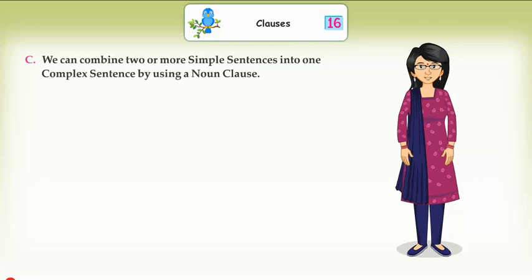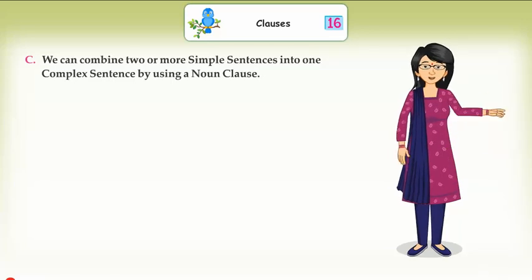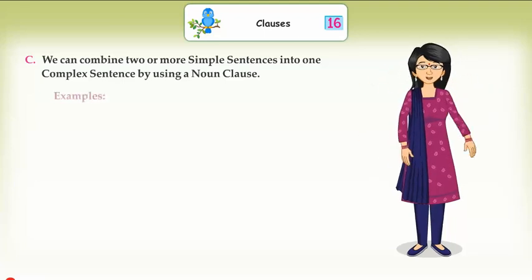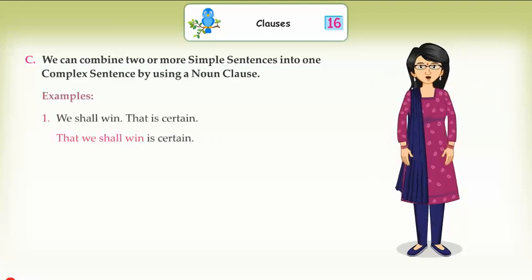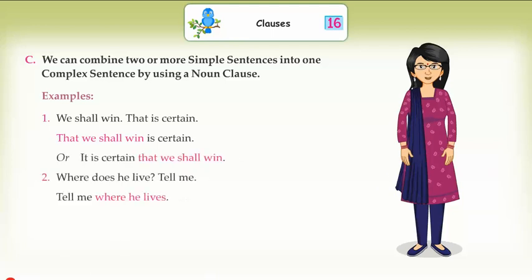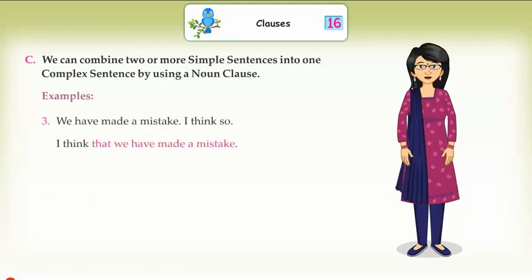C. We can combine two or more simple sentences into one complex sentence by using a noun clause. Examples: 1. We shall win, that is certain. That we shall win is certain, or it is certain that we shall win. 2. Where does he live? Tell me. Tell me where he lives. 3. We have made a mistake. I think so. I think that we have made a mistake.